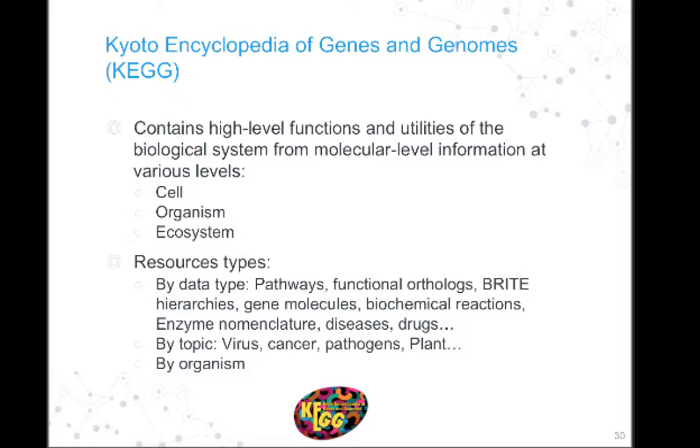Of course, you have KEGG Pathways. You have all the high-level information on function and utilities for the biological systems at various levels: cells, organisms. So if you have your bacteria, you just put it in, and it will tell you all the pathways known in the bacteria. You can also search by ecosystem, depending on the gut or skin. And you can search by many types: pathway, functional orthologs, gene, molecules, biochemical reactions. They also have a search engine for drugs that can be related to the gene you are studying, or even by topic: pathogen, plants, and even bacteria, if you want, bioorganisms.